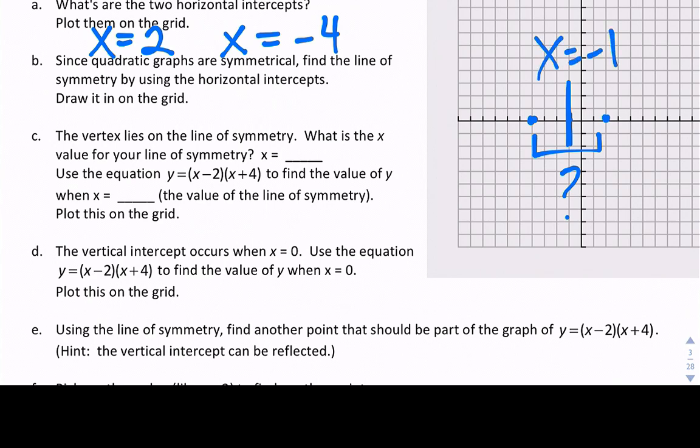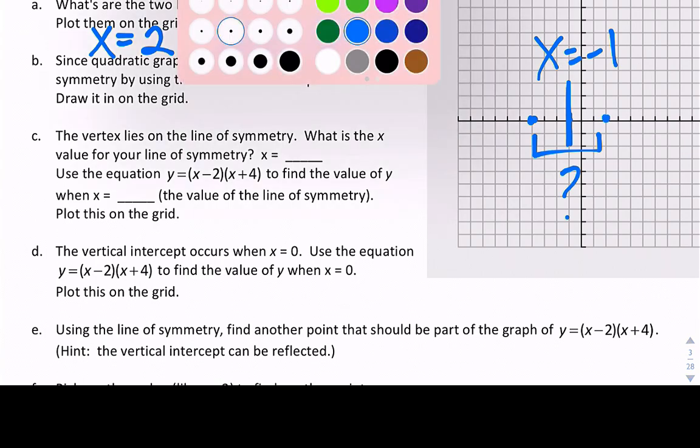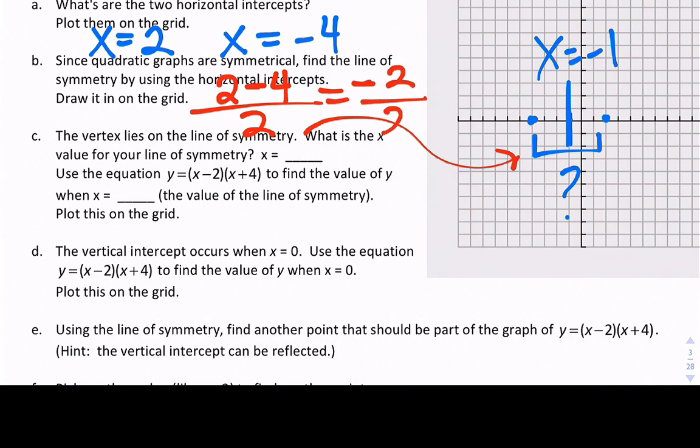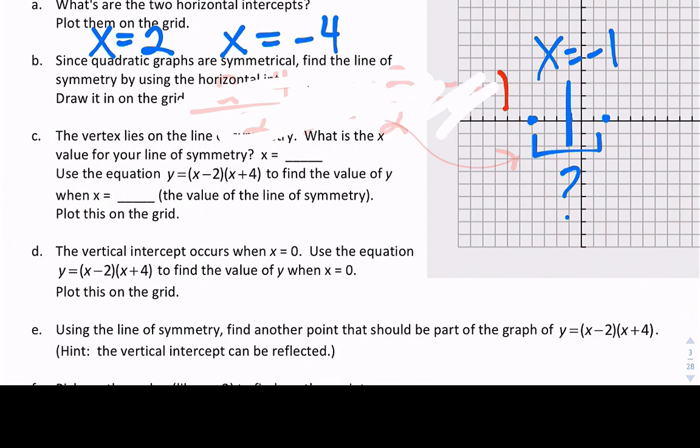To find that without counting, what we can do is find the middle of 2 and negative 4. We can average the numbers. So if you want to do it mathematically, we could take our 2 plus our negative 4, which is 2 minus 4, and divide that in half to find the middle right here. So we get 2 minus 4 is negative 2. Negative 2 divided by 2 is negative 1. So to find the middle of your x-intercepts, you find the average. The middle is the average.